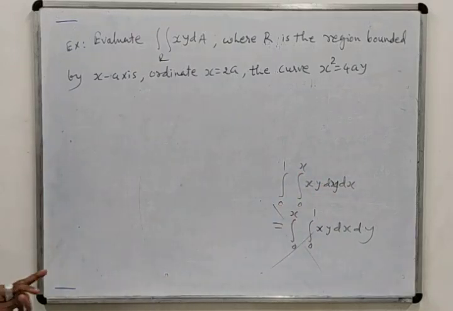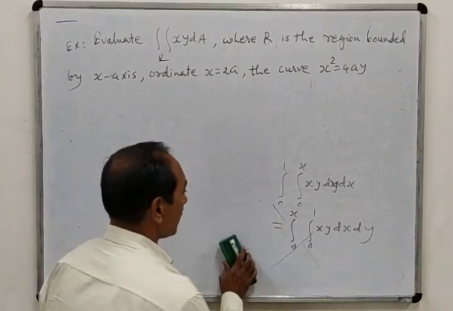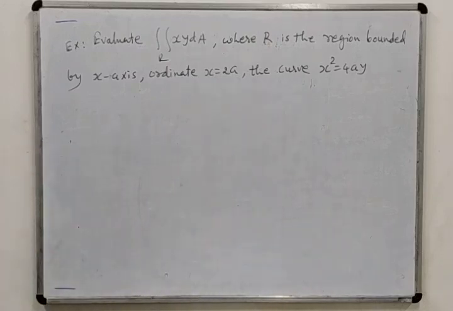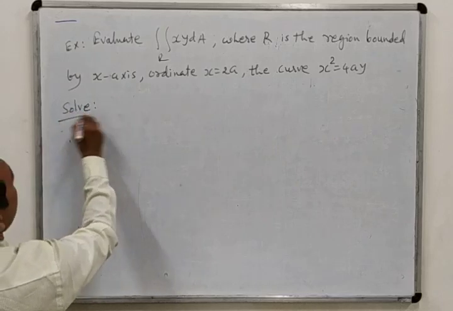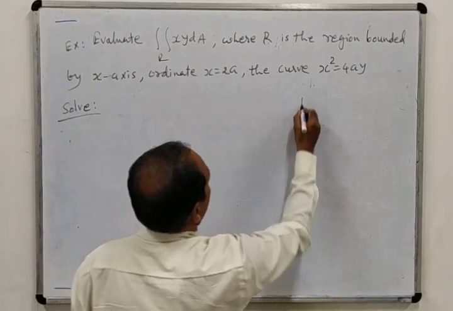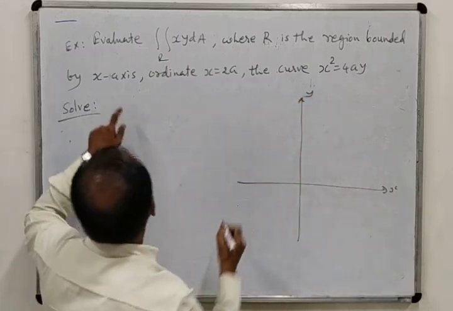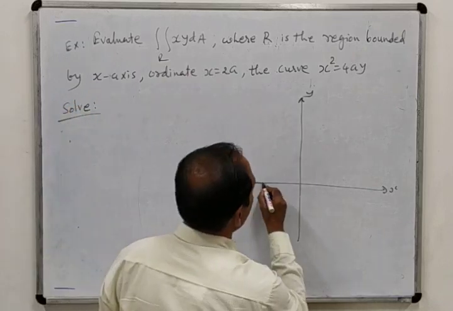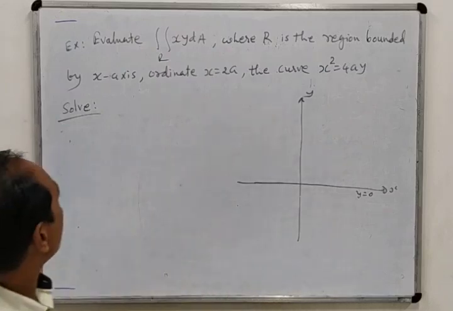If you want to change the limits, you must draw a figure. And this will also come in the remaining coming lectures. Okay. So here we will solve this example. First we will draw a figure, x-axis, y-axis. So here it is given the first boundary as x-axis itself. So this is the one boundary. And x-axis we know is given by y equal to 0.